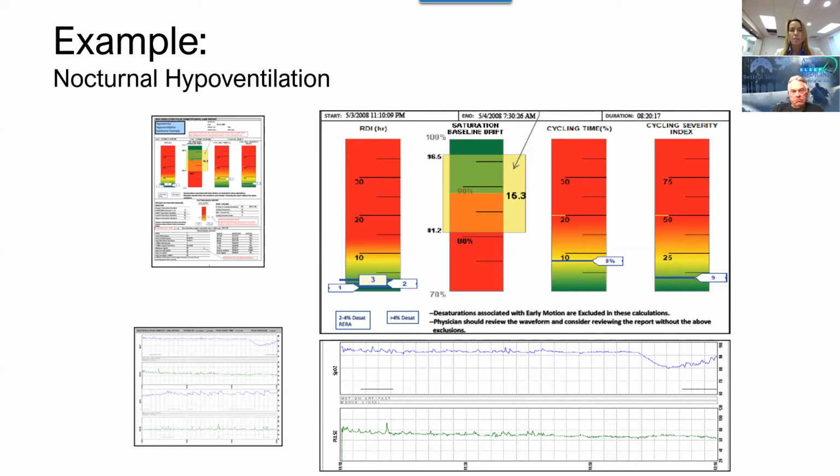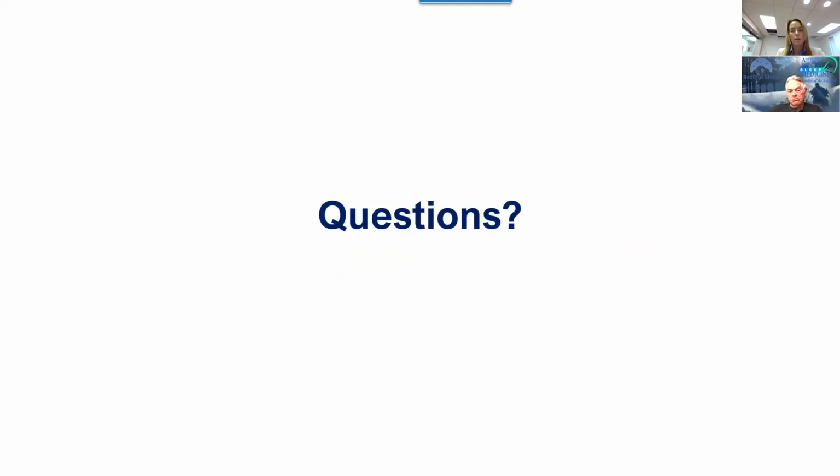But if you see this throughout multiple tests, that's usually a better indicator that some hypoventilation or complex sleep apnea is occurring. And I will say that you can have hypoventilation coinciding with obstructive sleep apnea as well.